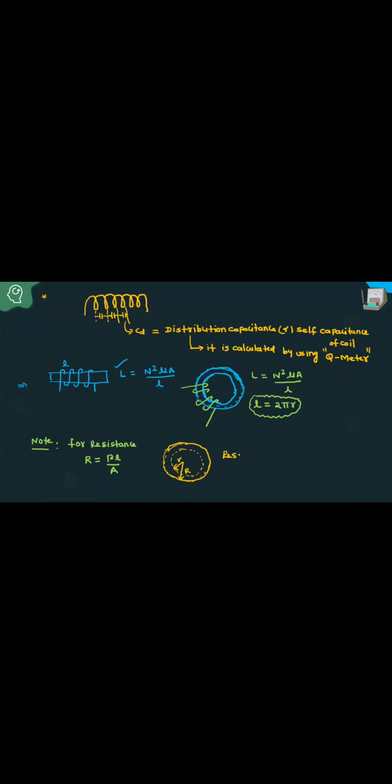Then in this case, the resistance equals 1 by 2 pi L, ln of capital R by small r. This formula also you have to remember. Here, resistance is inversely proportional to length. Very important. Generally, resistance is directly proportional to length, but for this coaxial shape, it is inversely proportional.